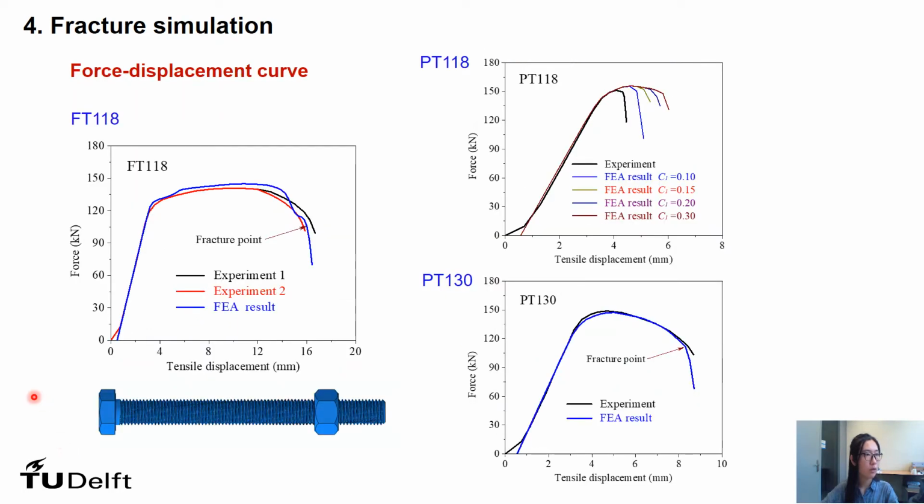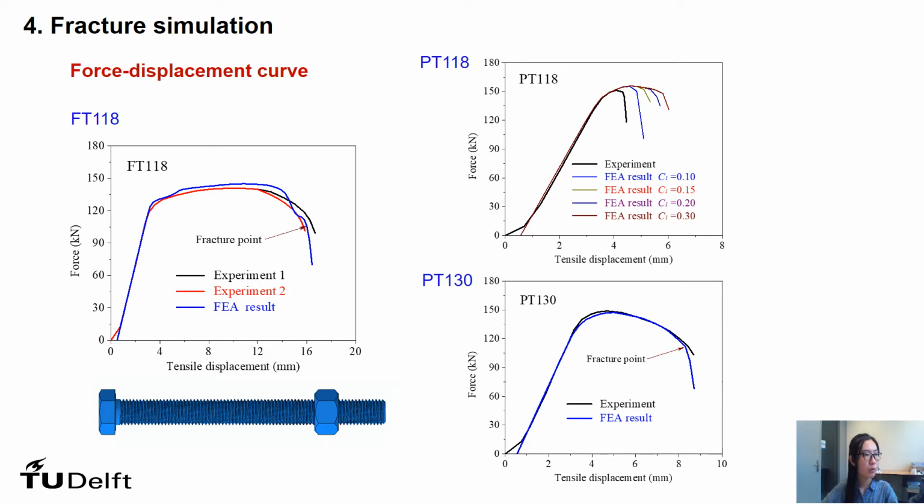The left picture and the lower right picture show the numerical force displacement curves of FT118 and PT130 against the corresponding experimental results. These two tests have the same tensile fracture failure mode but different tensile deformation capacity. And in the experimental test of PT118, all 5 tests exhibit the thread stripping failure. Obviously, the PT bolt with tensile fracture failure mode has much less ductility compared to the FT bolt.